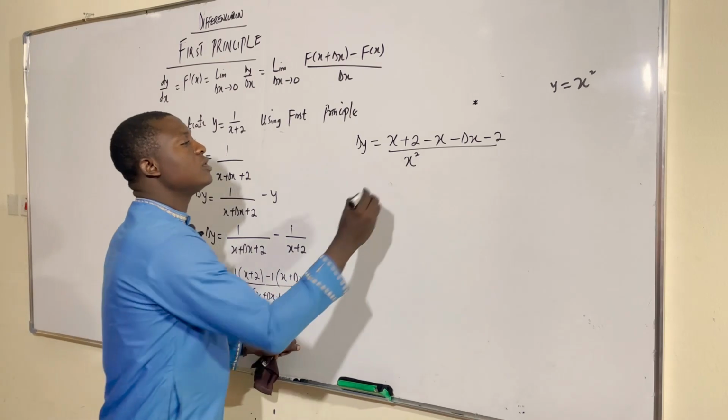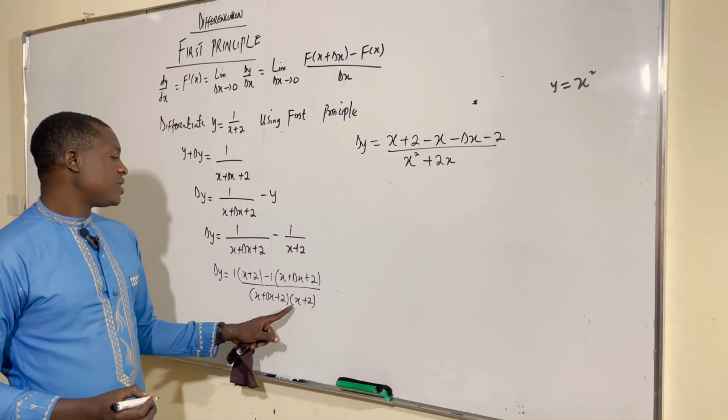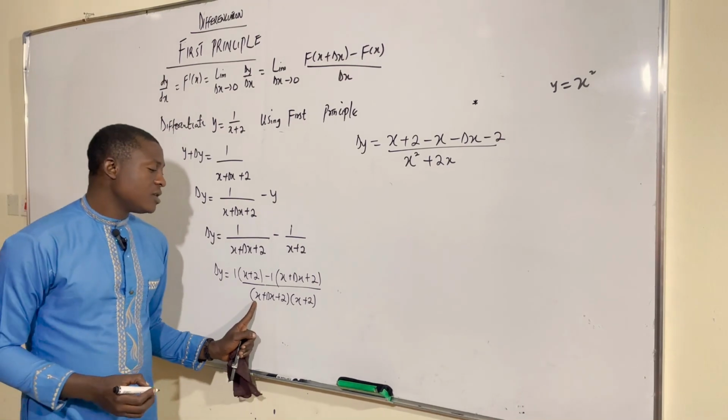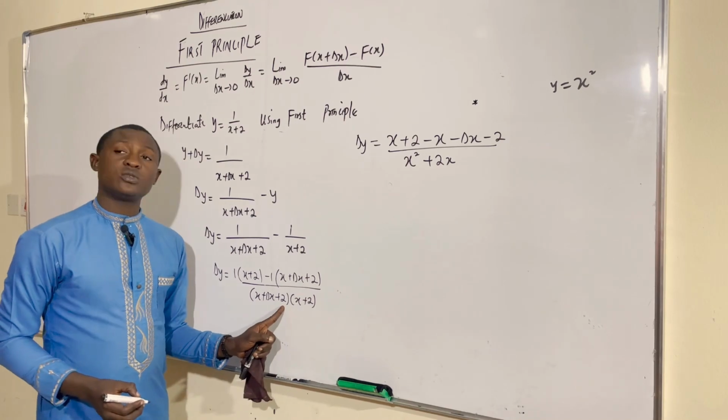X times 2, we are going to have 2x. Change in x times 2, I'm using this one. I will use this one to open the 2. This one to open the 2 at the same time, the third one too as well.